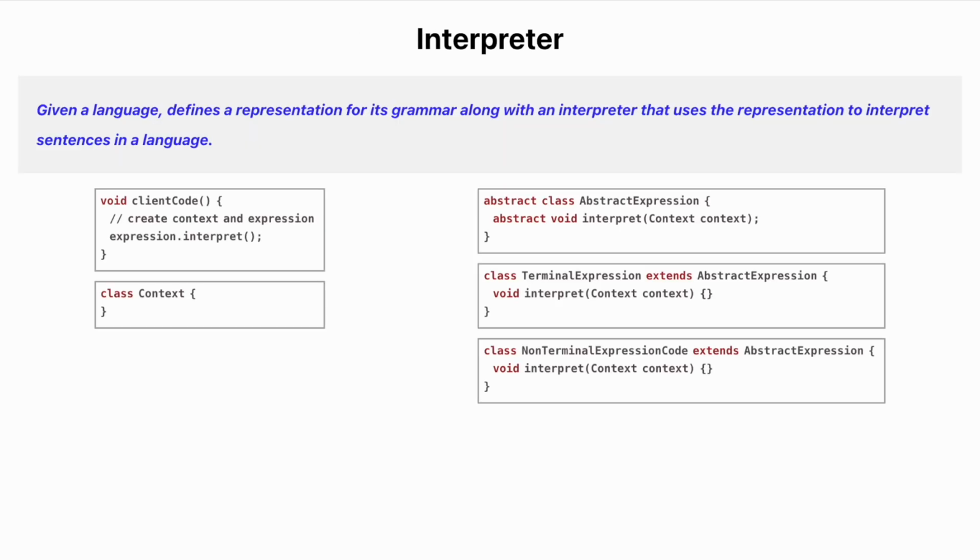Interpreter. Given a language, defines a representation for its grammar along with an interpreter that uses the representation to interpret sentences in a language. Here, the client has the reference to the context and to the abstract expression. Client calls the interpret operation on subclasses of abstract expression, passing the context.